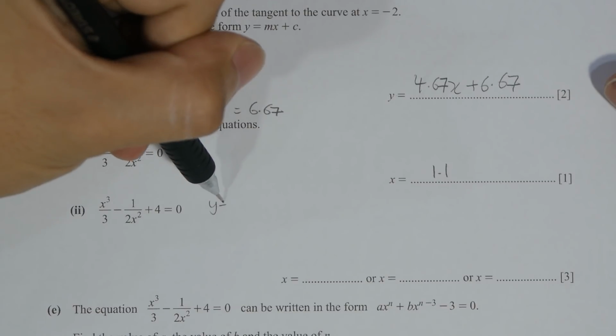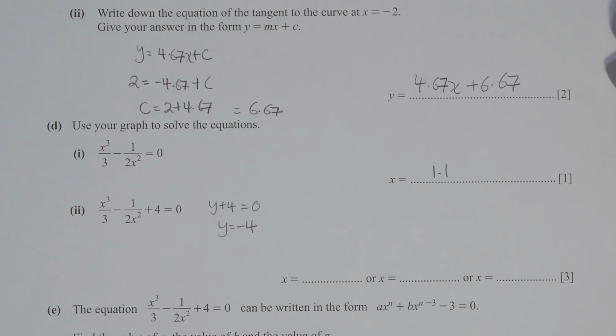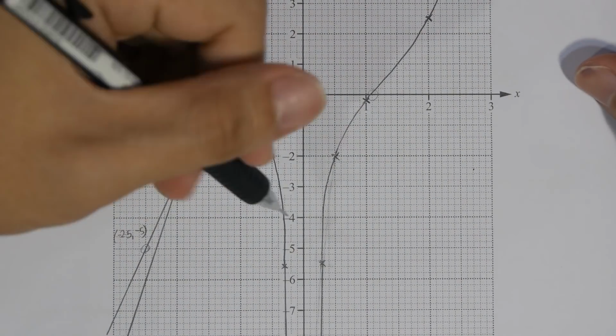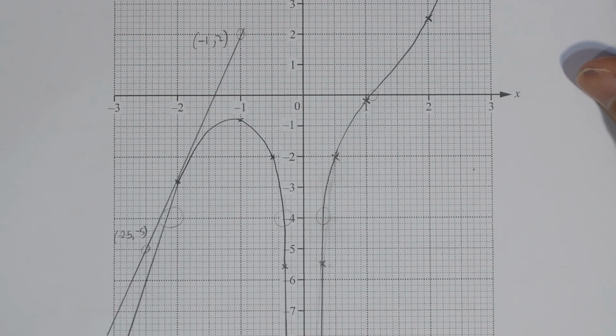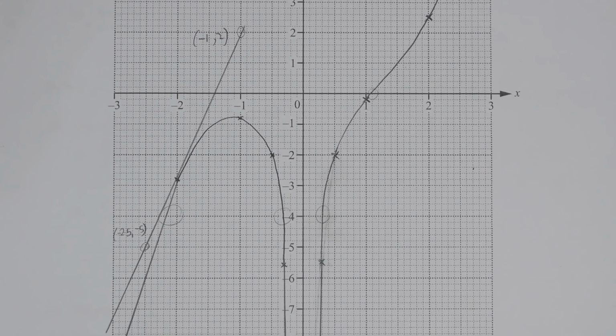For the next question, move the y to the other side, then you identify that the value of y equals -4. So when y is -4, find the x results. It will actually be x equals -2.2, -0.3, and x equals 0.3.